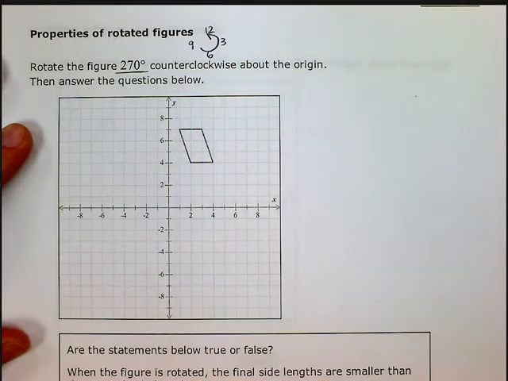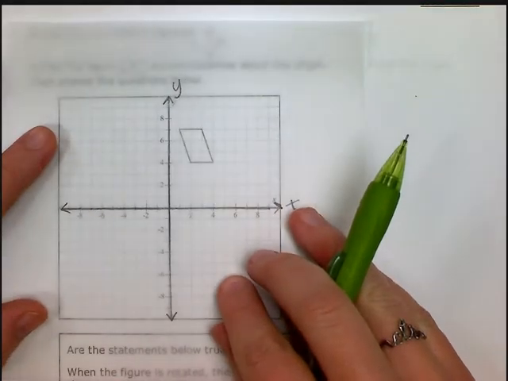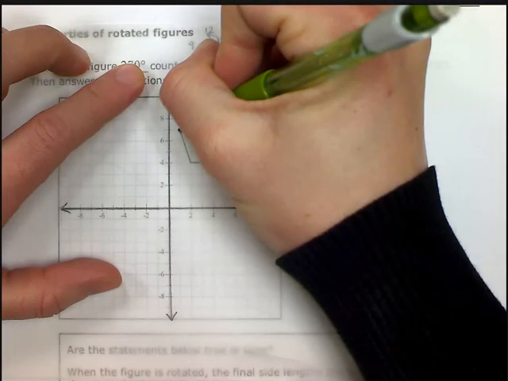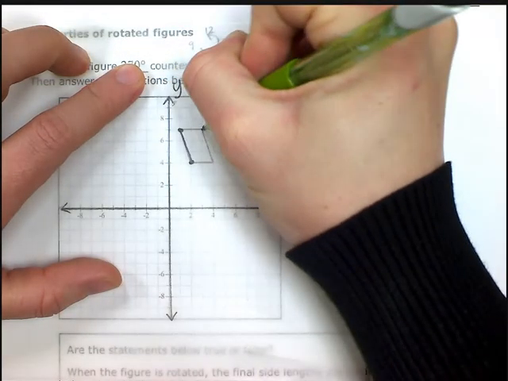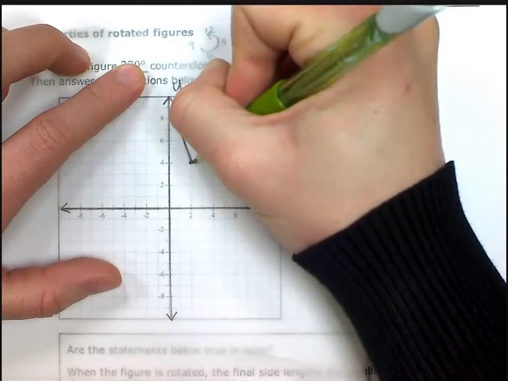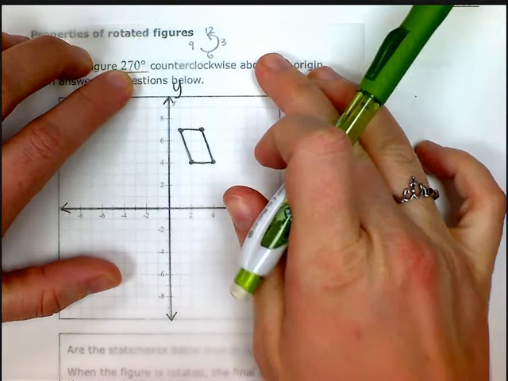So what I'm going to do is I'm going to take my tracing paper, line it up here on my axes. There's my X and my Y axis, and I'm going to trace this image here, this pre-image. Okay, so here it is where it's starting. Now I want to rotate it 270 degrees counterclockwise. So that way 3 quadrants.